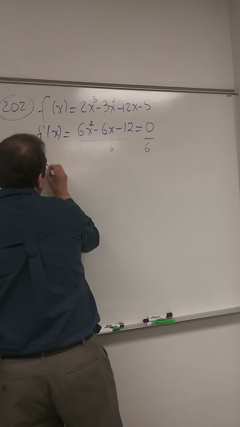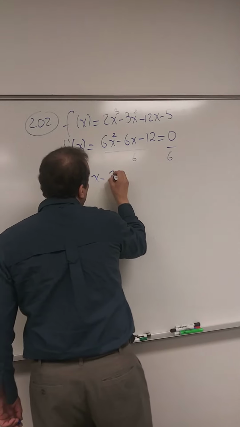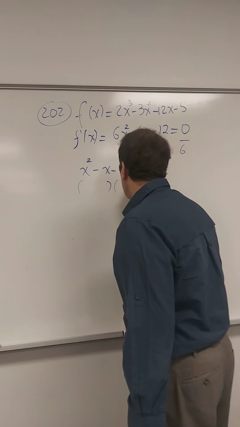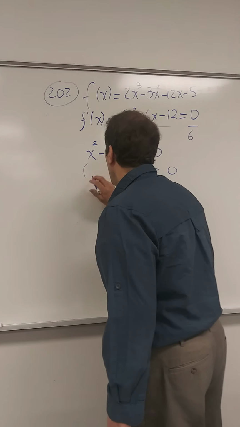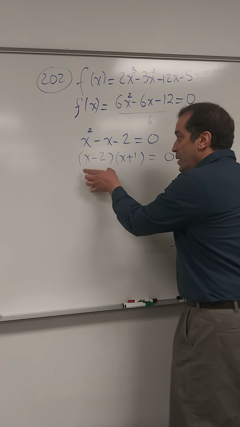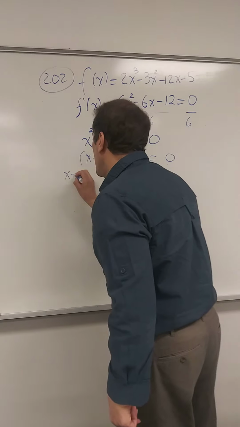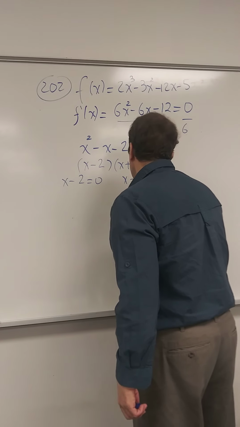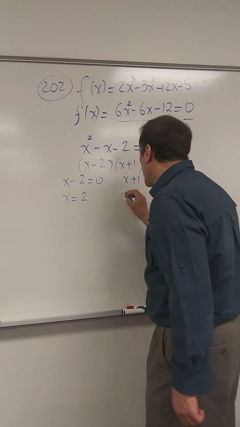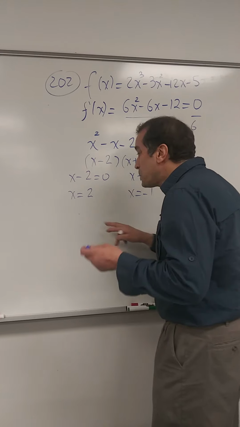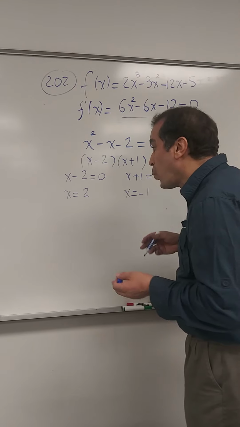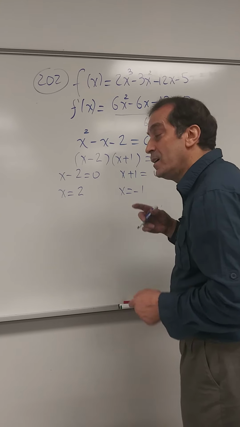So that gives you x squared minus x minus 2 equals 0 over 6, which is 0. We can solve this by factoring. This will be (x minus 2)(x plus 1) equals 0. The first factor gives us x minus 2 equals 0. The second factor is x plus 1 equals 0. So from here we get x equals 2, and from here we get x equals minus 1. So these are special points. These are critical numbers. We need to figure out what kind of critical numbers they are by figuring out the second derivative.